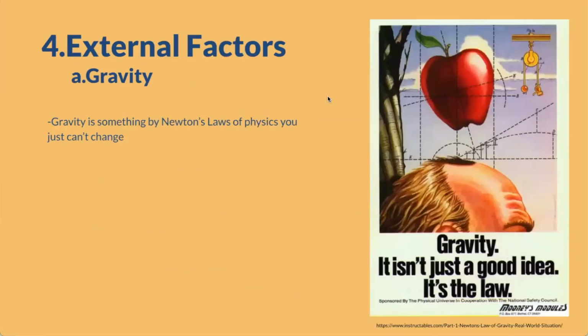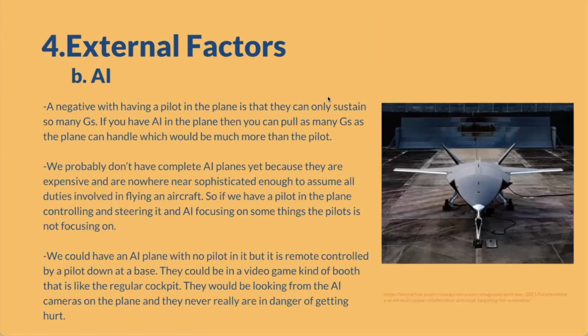Gravity is something by Newton's laws of physics you just can't change. A negative with having a pilot in the plane is that they can only sustain so many Gs. If you have AI in the plane, then you can pull as many Gs as the plane can handle, which would be more than the pilot. We probably don't have complete AI planes yet because they are expensive and are nowhere near sophisticated enough to assume all duties involved in flying an aircraft. So we could have a pilot in the plane controlling and steering it, and AI focusing on some things the pilot is not focusing on.